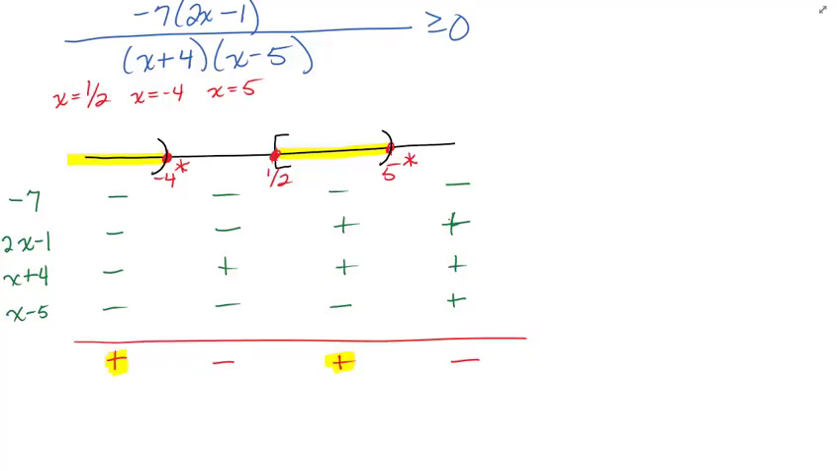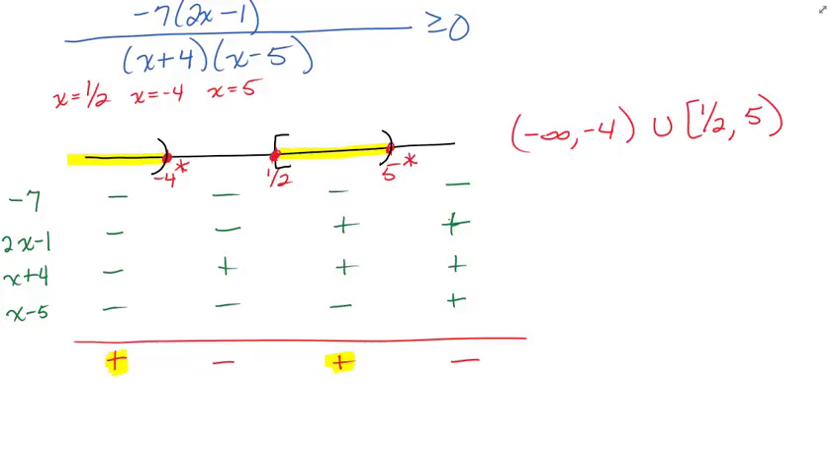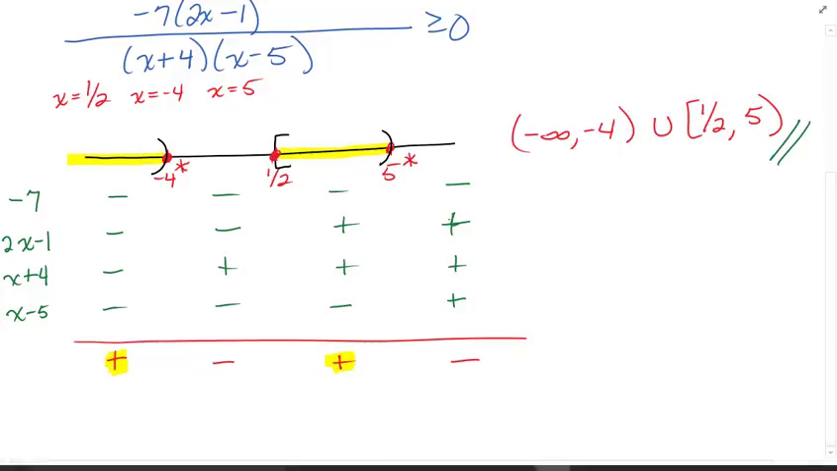So my solution in the end is everything from negative infinity to negative 4, combined with the interval from 1 half, including 1 half, up to 5, not including 5. And that's our solution for this inequality.